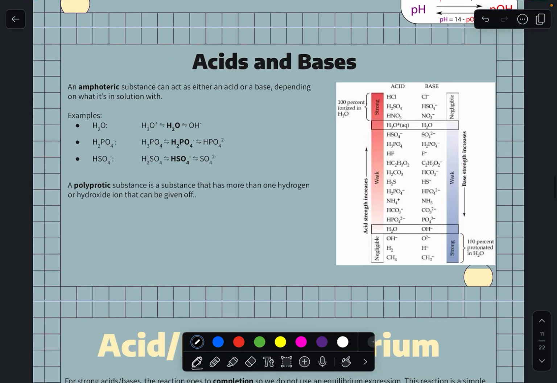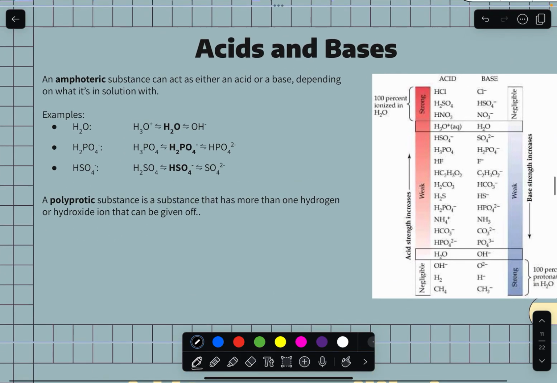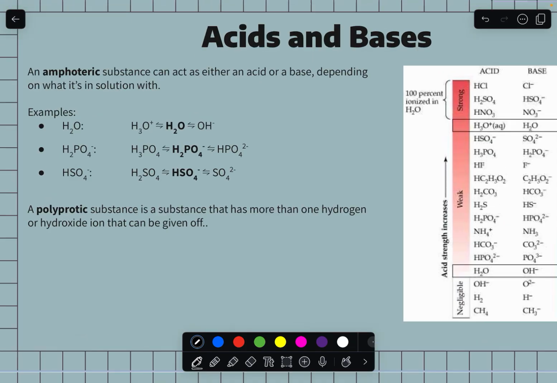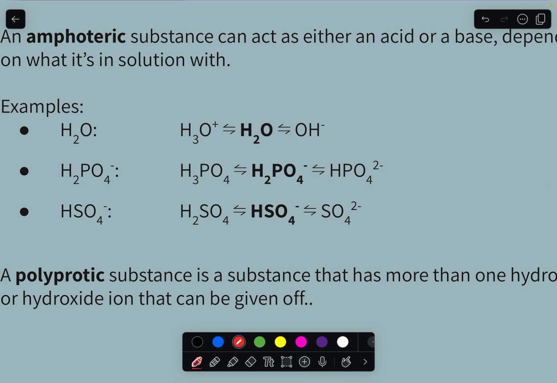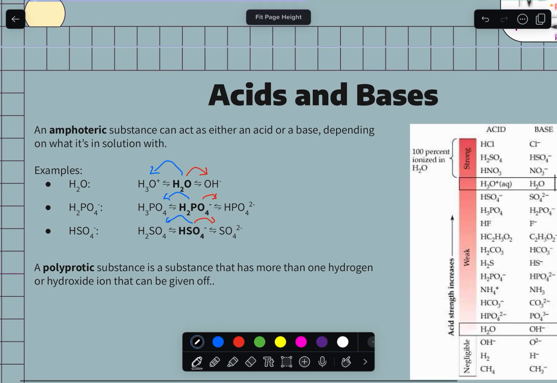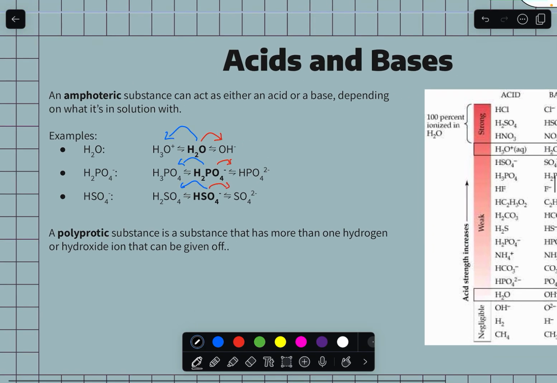A couple more vocabulary words before we get into equilibrium. Amphoteric means that a substance can act as either an acid or a base. So this is what I was showing earlier, where H2O can gain a hydrogen, so it can act as a base to gain a hydrogen to become H3O plus, or it can act as an acid and lose the hydrogen to become OH minus. All of these can do the same thing. H2PO4 and HSO4 can both either gain a hydrogen or lose a hydrogen. That makes them amphoteric. So they act as either an acid or a base.